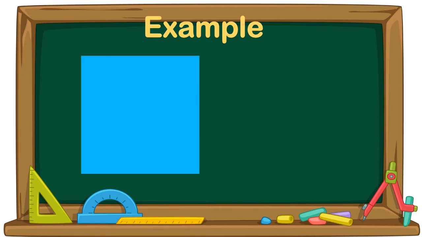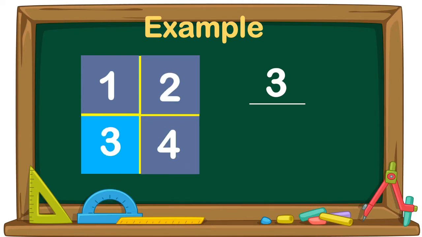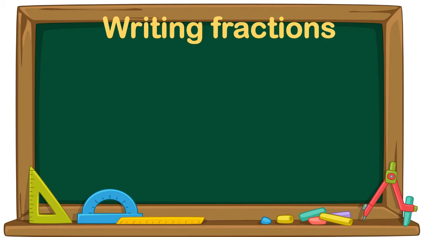Now look at this square. I'm going to divide it in four parts, and I'm going to take 1, 2, and 3. This is the number that I'm going to write up: 3. But the whole square has 1, 2, 3, 4. So the number that goes down is 4. This fraction is three fourths.